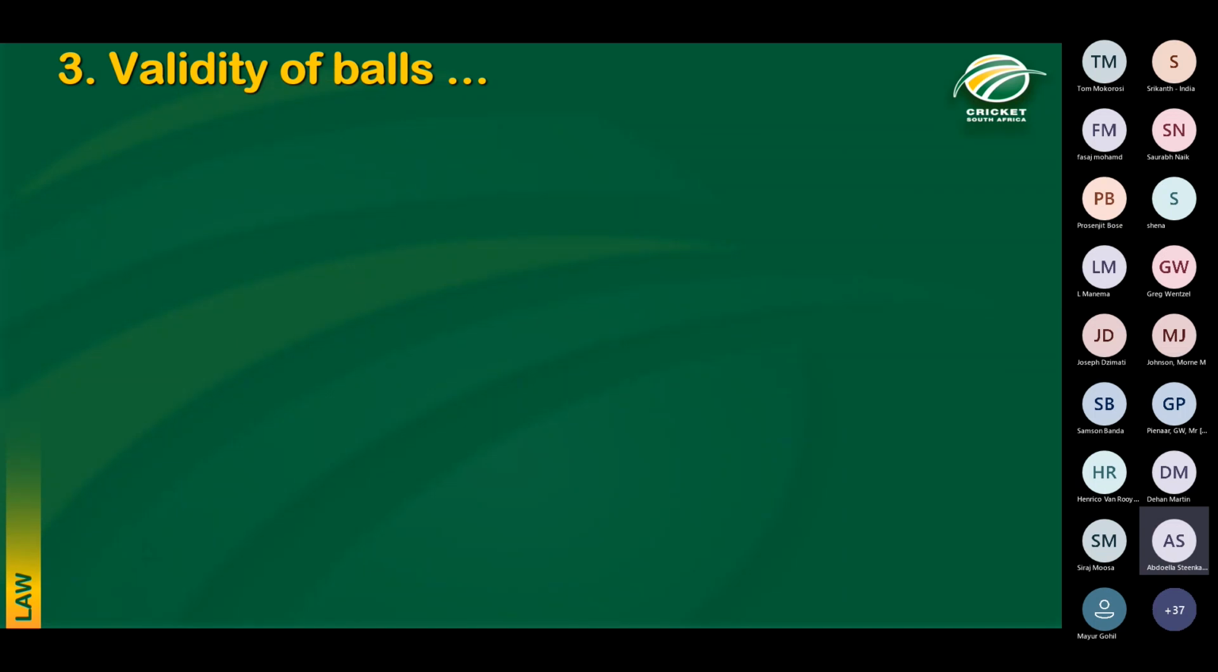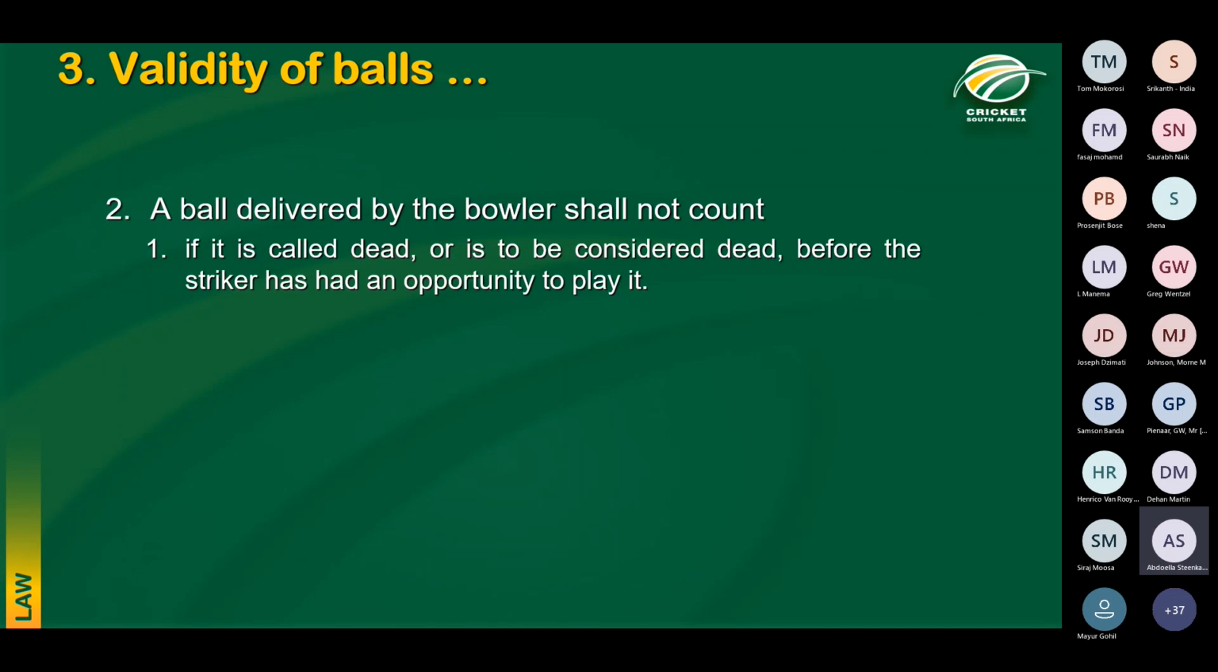So, which are seen as per the law as valid balls in the over. Let's look at what are not valid balls in the over. According to the law, the following are seen as not being valid balls in the over. These balls shall not count as one for the over. Firstly, if it's called dead or is to be considered dead before the striker has had an opportunity to play at the ball. We are covering the dead ball law in our next lecture on Wednesday, and this will be covered in more detail.